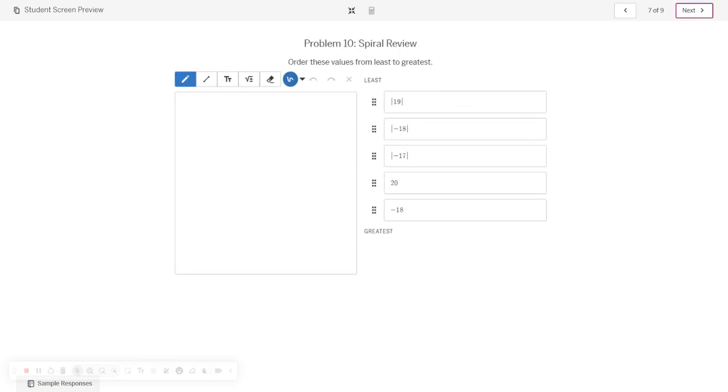Least to greatest. Absolute value. So absolute value of 19 would be 19. Absolute value of -18 would be 18, 17, 20, and then I've got -18. Well, -18 is going to be the smallest. Then 17, 18, 19, and 20. Okay.